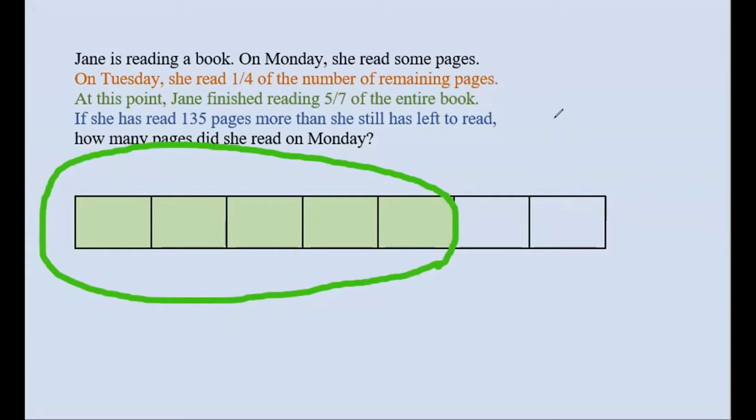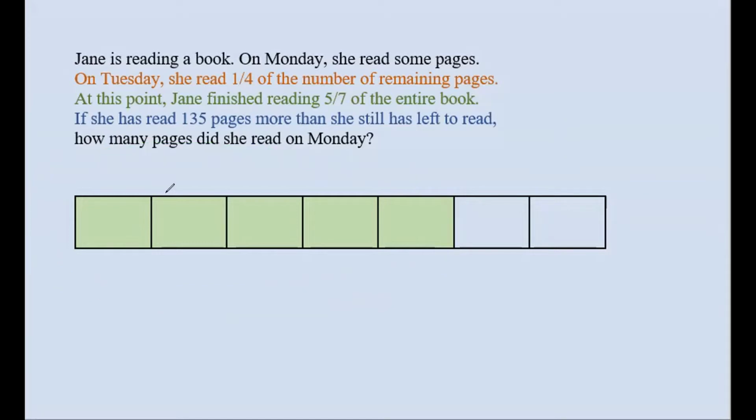Now I'm going to work on the blue part of the question. If she has read 135 pages more than she still has left to read, then we have to do something, right? So this is what she read, the green part, and the red part, she still needs to finish it. And the blue part of the question clearly tells me the difference between these two parts is 135 pages.